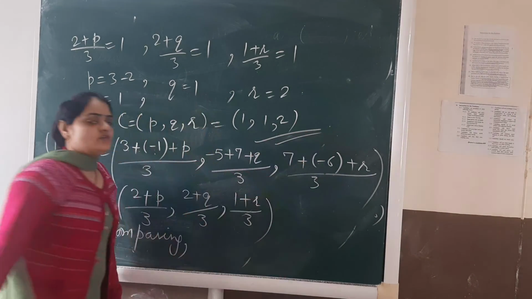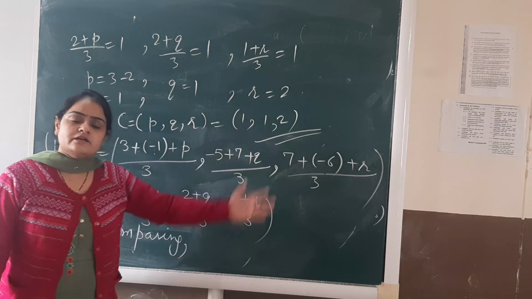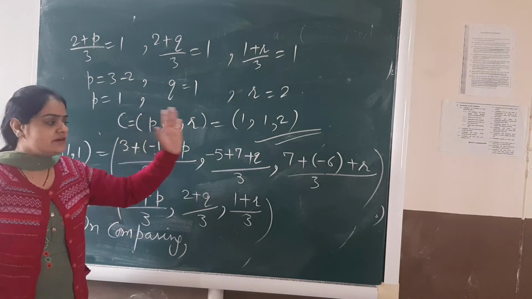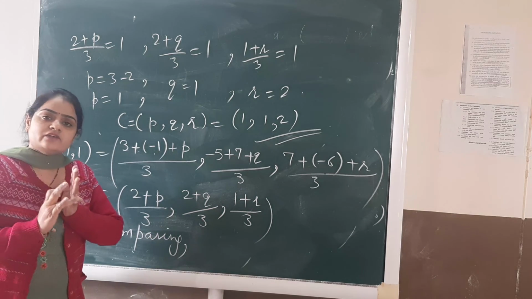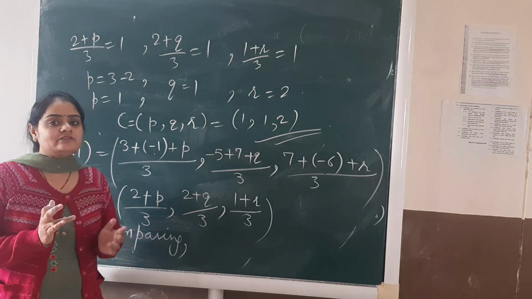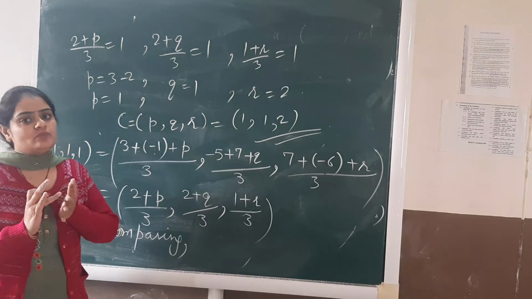So with the use of the centroid formula we can find the coordinates of the third vertex, which is C here. So the formula for the centroid is x1 plus x2 plus x3 by 3, y1 plus y2 plus y3 by 3 and z1 plus z2 plus z3 by 3.